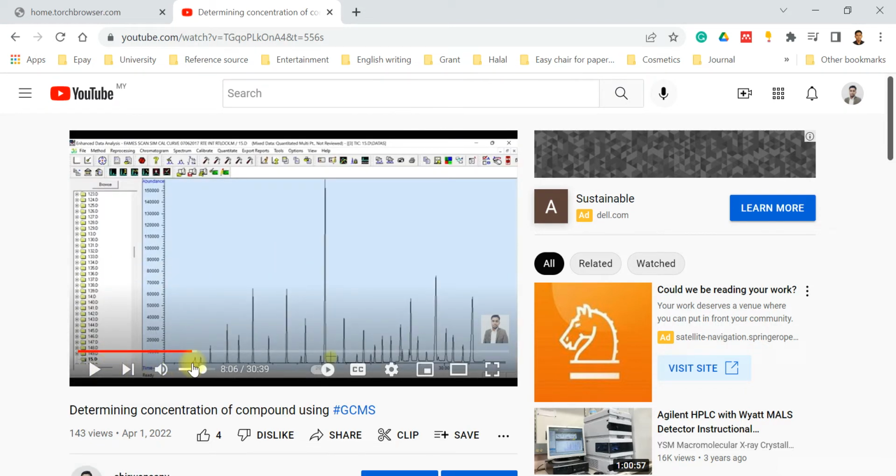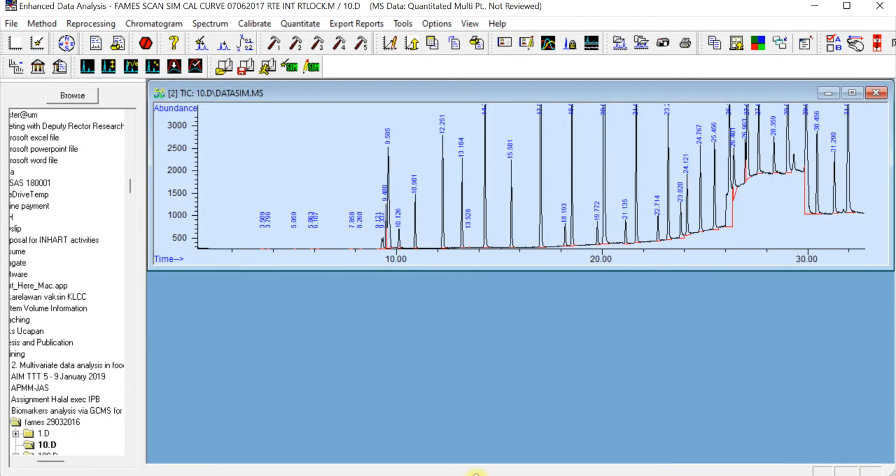However, for today, I would like to address the comment from some of the viewers asking what if they don't have the software, but they want to get the results and quantitate the samples. So allow me to share the software. The one that I have here is this one.